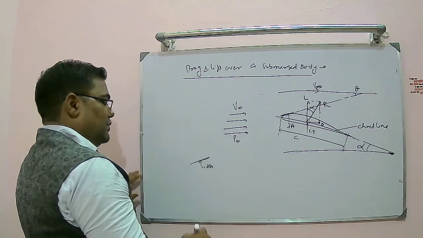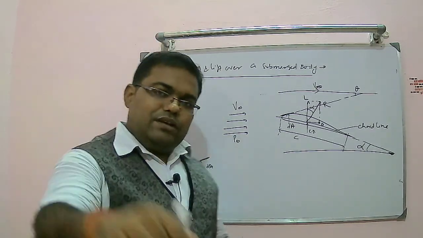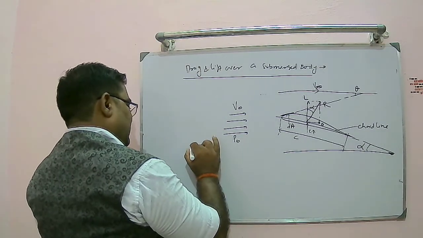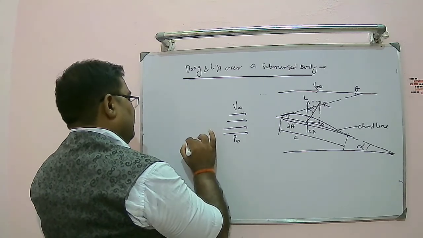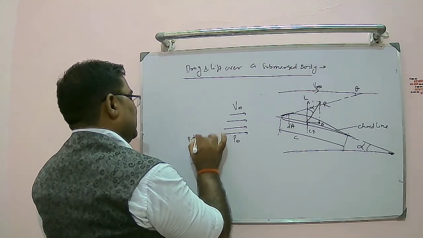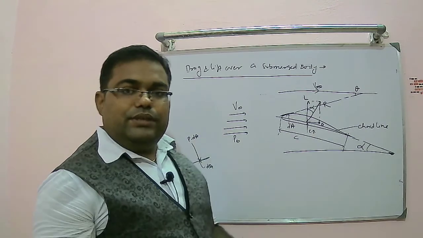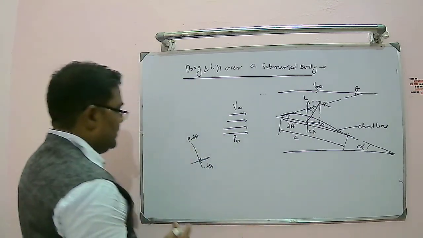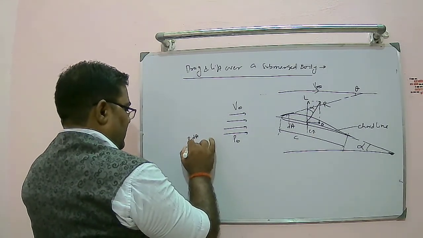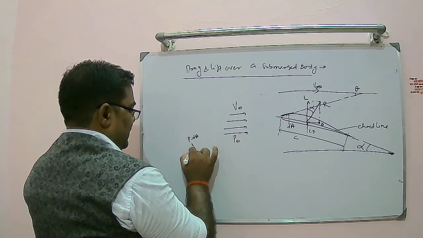So the pressure always acts perpendicular to the area. This is the pressure which is acting here. So P into dA is the pressure force, right? This is a pressure force. So if I draw a horizontal line perpendicular, this angle is also theta.